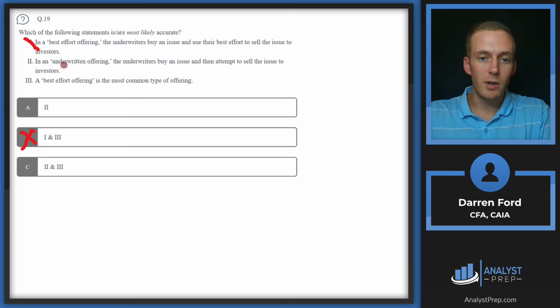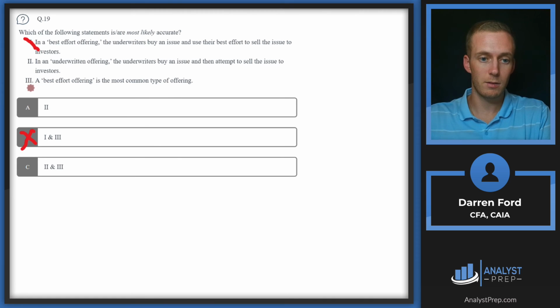Statement 2, in an underwritten offering, the underwriters buy an issue and then attempt to sell the issue to investors. This is a correct description of an underwritten offering. The investment bankers are taking on the risk here since they're buying the issue, and then basically what they earn is what they sell it for above the price they bought it at. So this is going to be correct. So we need to figure out if 3 is correct or not.